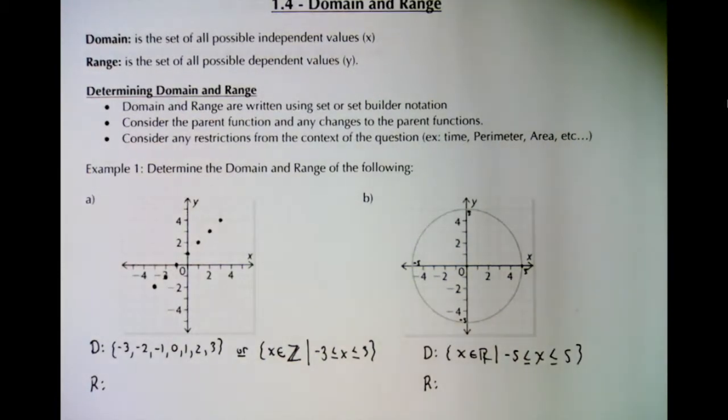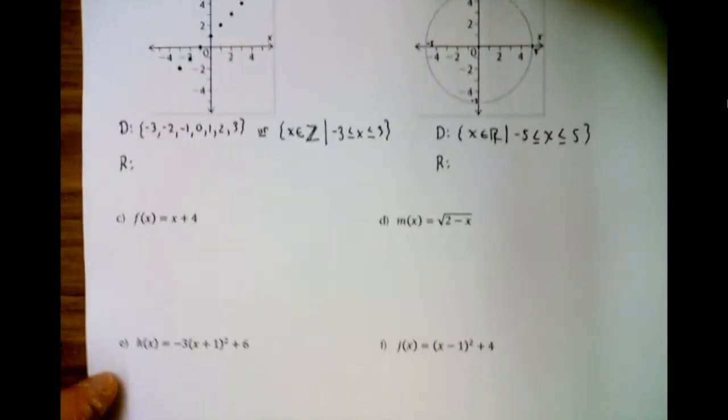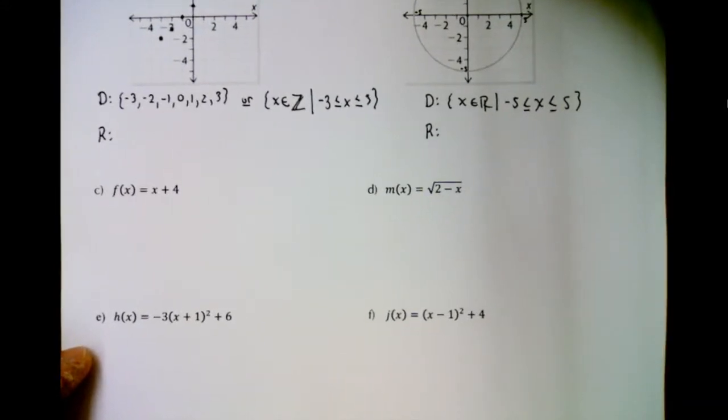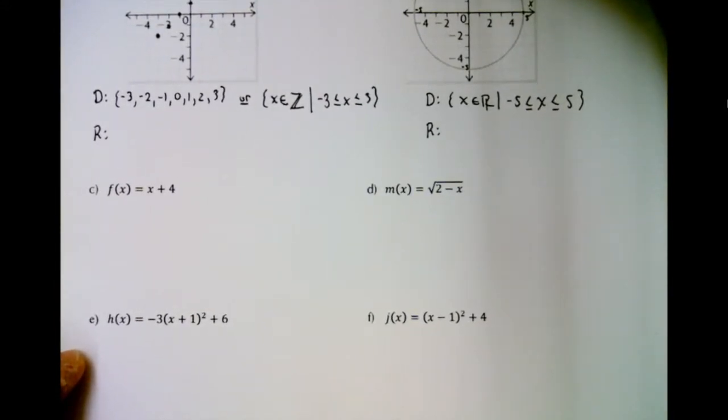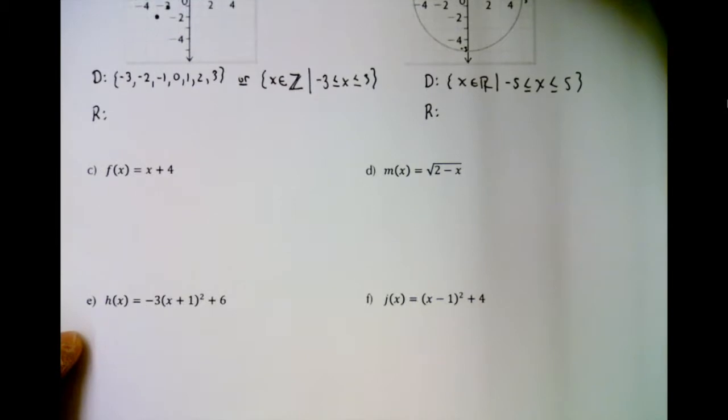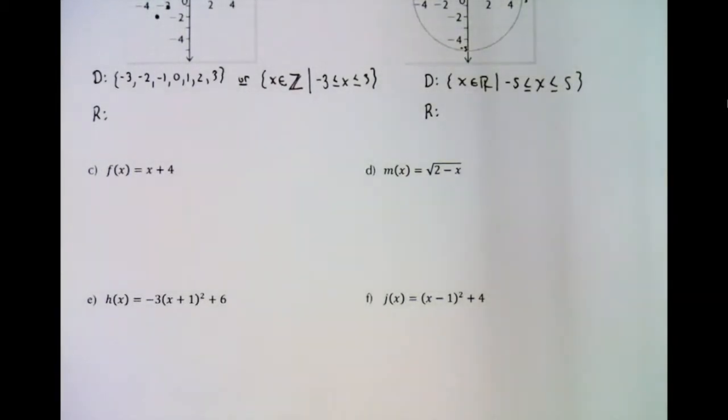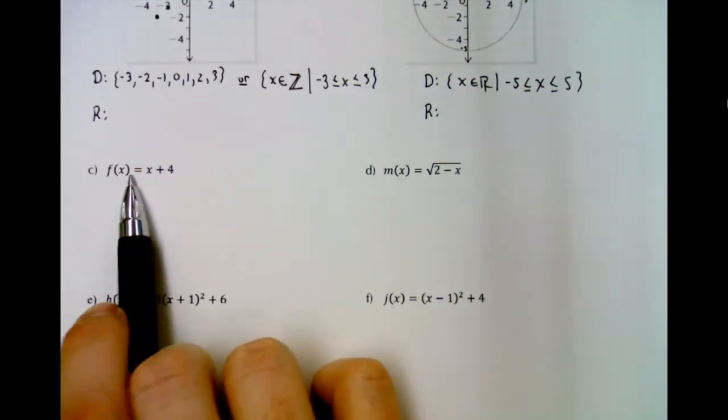Okay, let's try some equations. Equations are the trickiest ones to write domain and range for because you don't have a picture. Sometimes it's easy to come up with the picture, like this one. F of x equals x plus 4.